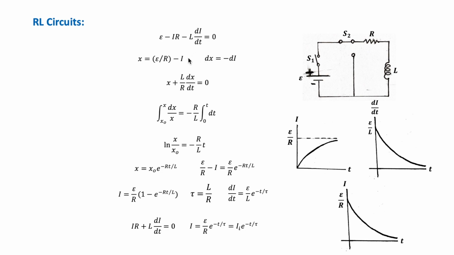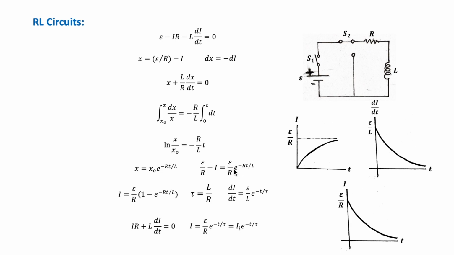We can use this change of variables. So x is equal to E over R minus I, and dx is equal to minus di. And we substitute, and then we integrate, and we get ln of x over x naught is equal to minus R over L t. And this gives x is equal to x naught e to the minus Rt over L.